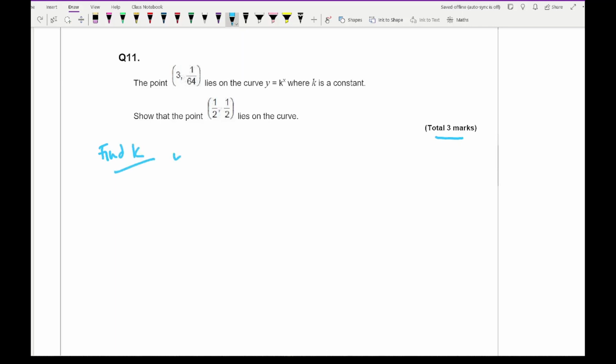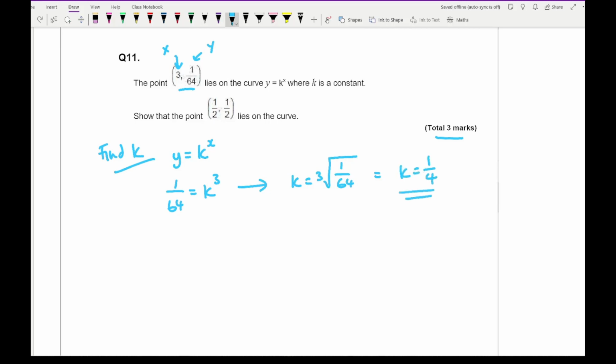We do that by looking at the equation, and we know one of the coordinates. So let's substitute x and y. 3 is my x value, and 1/64 is my y value. So I've got 1/64 equals k cubed. Now to find out the value of k, what I then need to do is to cube root 1/64, and if I do that, I end up with a k value of 1/4. So then the equation of the line is y equals 1/4 to the power of x.